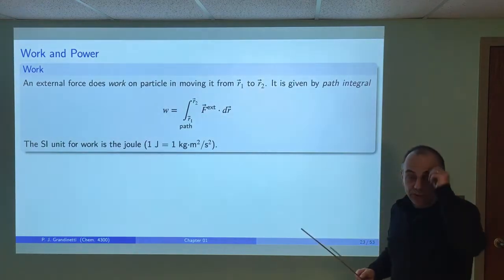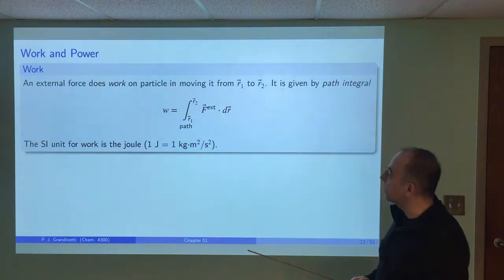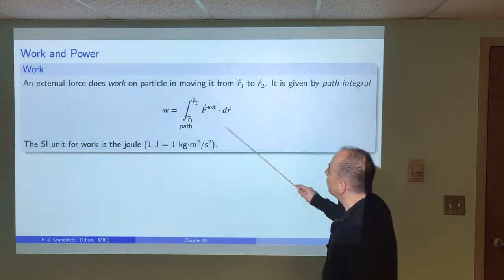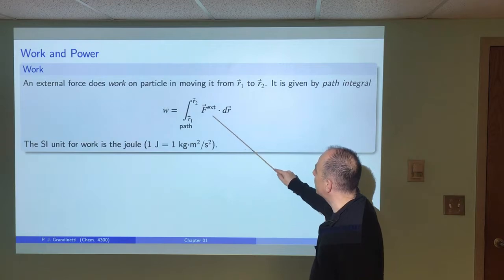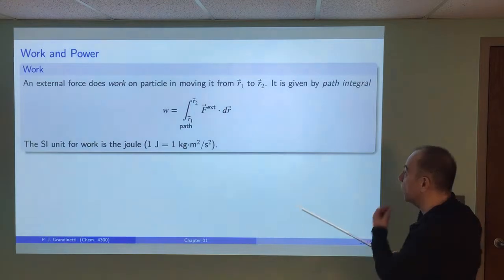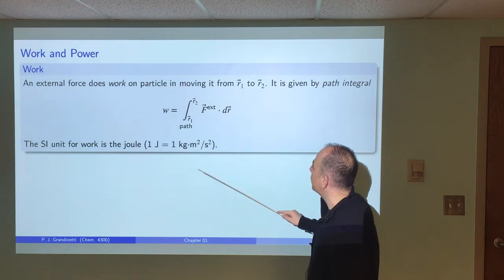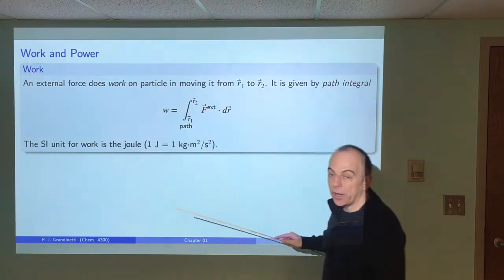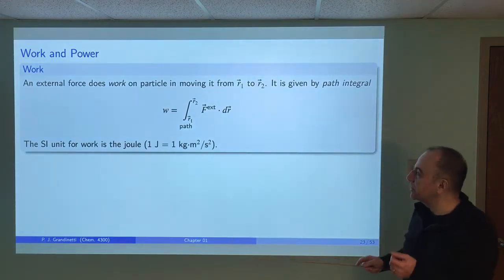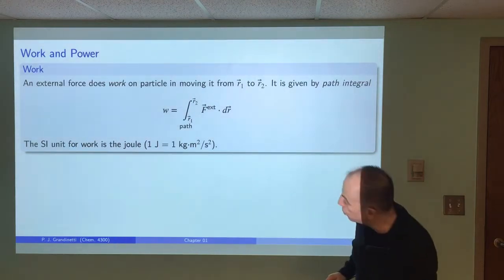Now, when an external force acts on a particle and causes a displacement, that force is doing work on the particle. And we can calculate the work that it does through this equation here. In this expression, we're taking the dot product of the force vector with the displacement vector, the distance that the particle moves under the action of that force. Then we integrate from the initial position to the final position, and this gives us a scalar quantity called the work. The work has a dimensionality of energy, and the SI unit for that is the joule.